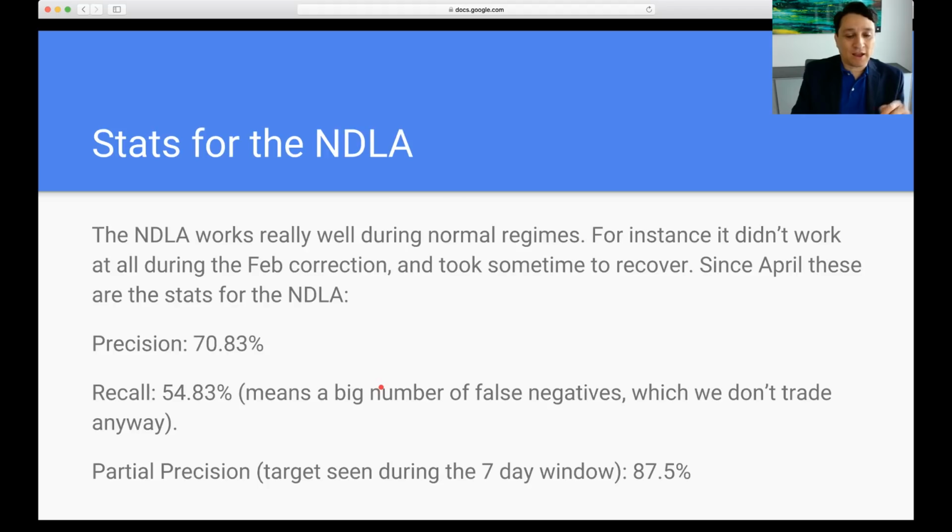What else? I want to mention partial precision. In fact, I got a question yesterday about that. Partial precision is what happens if the move doesn't happen in the 7-day window, but before. We are predicting a 1% move up within 7 days, but what happens if the move happens within 3 or 4 days? So we get an early hit of the signal, and how successful are we?